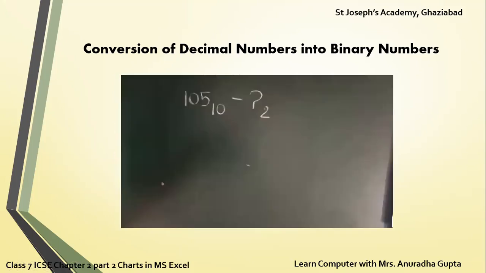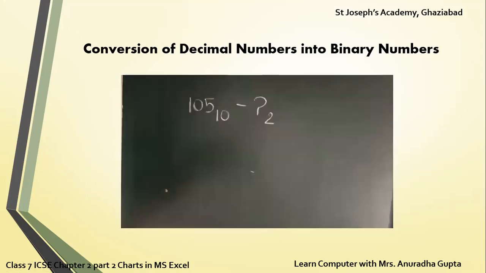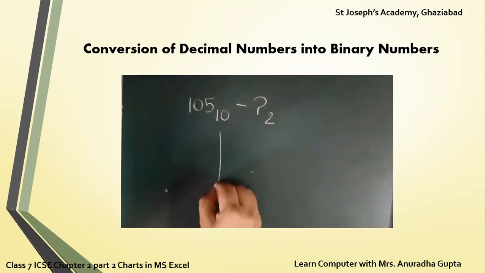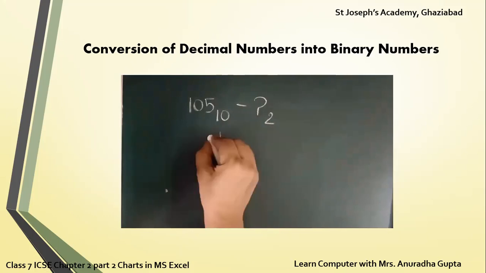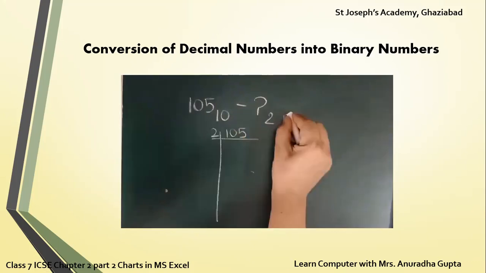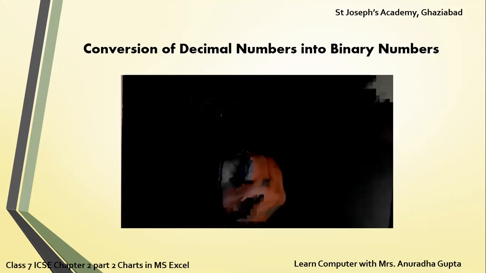We move to one more example. In this example, we are going to convert 105 into its binary conversion. So let's start the division. We divide 105 by 2 and we write all the remainders towards the right hand side. When we divide 105 by 2, we will get 52 as a quotient. Remainder is 1.